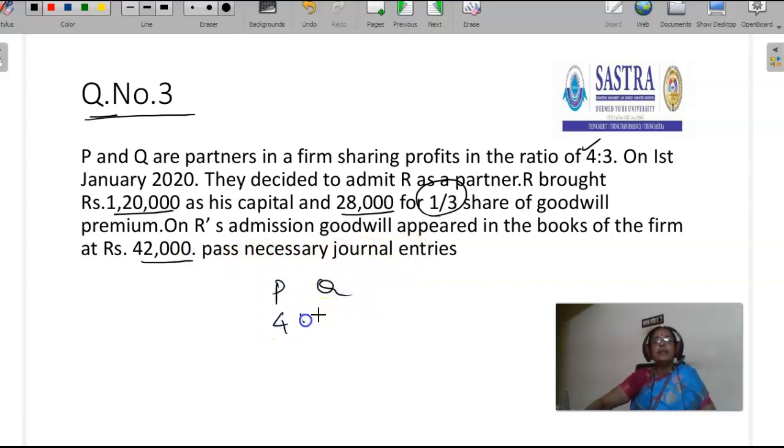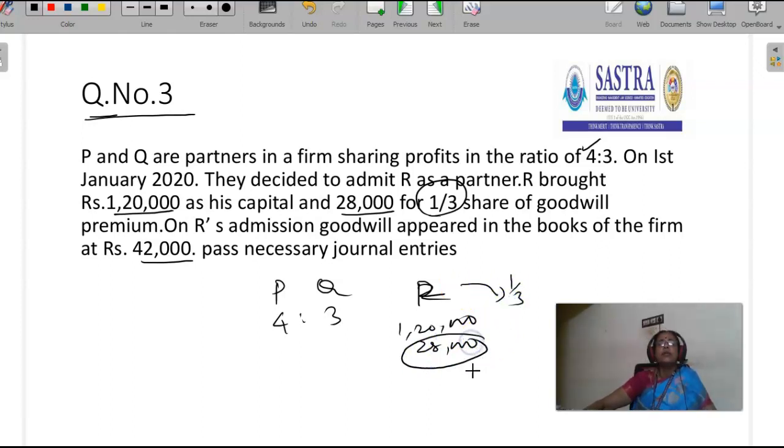They are sharing profit and losses in the ratio of 4:3. They admit R as a partner. R brings 1,20,000 capital and 28,000 rupees for 1/3 share of goodwill. This is the premium brought by R. On R's admission, goodwill appeared in the books. Already at the time of admission, there is goodwill in the books valued at 42,000 rupees. Let's see how to do it.